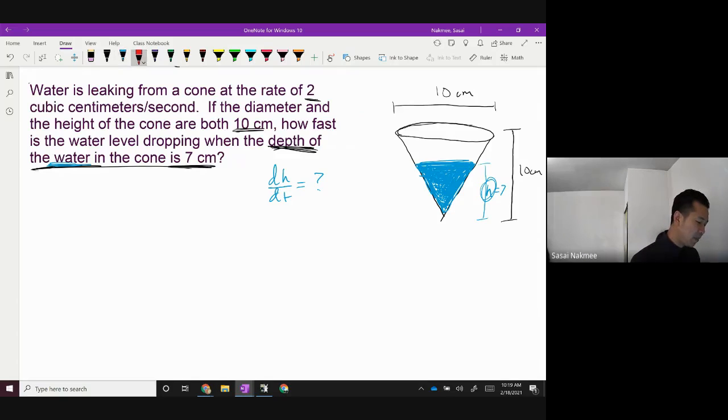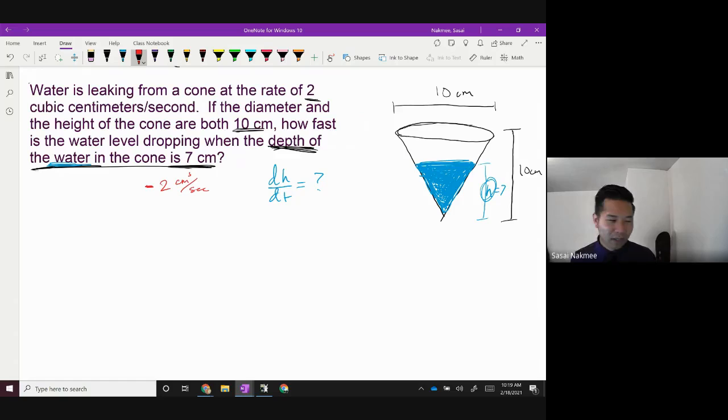They give us this rate right here of 2 cubic centimeters per second, and that is leaking from the cone. That means that it is going out, so it's a negative value. I'm going to put that right there. It's a negative 2 cubic centimeters per second. That's how much water is leaking out of there.